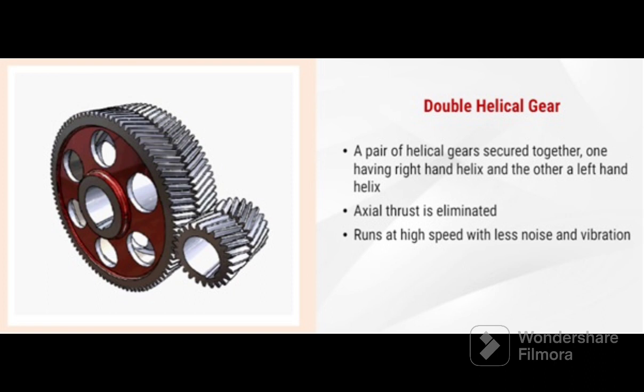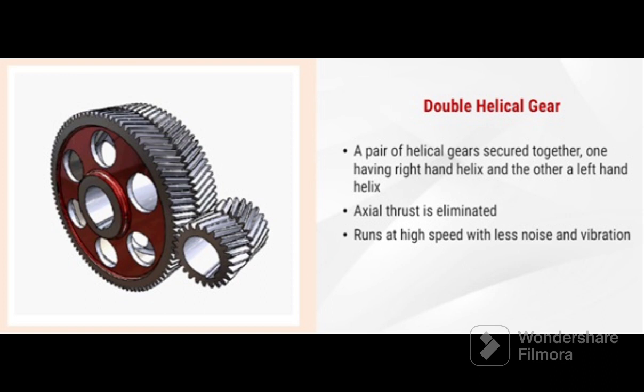A double helical gear is equivalent to a pair of helical gears secured together, one having a right hand helix and the other a left hand helix. Axial thrust, which occurs in the case of single helical gears, is eliminated in double helical gears. This is because the axial thrust of the two rows of teeth cancels each other out. These can be run at high speed with less noise and vibration.